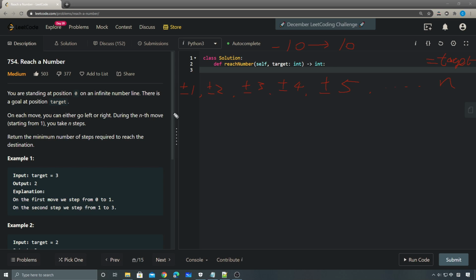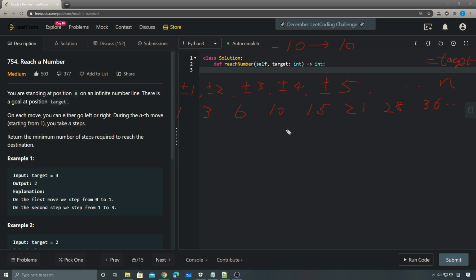If you follow this pattern, the numbers we have are 1, then 3, then 6, then 10, 15, 21, then 28, 36, and so on and so forth. So if the target is 10, obviously it's going to be 4 steps.